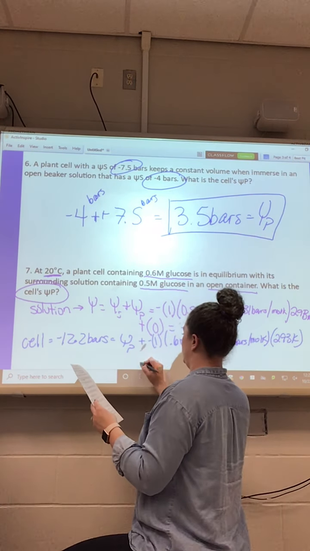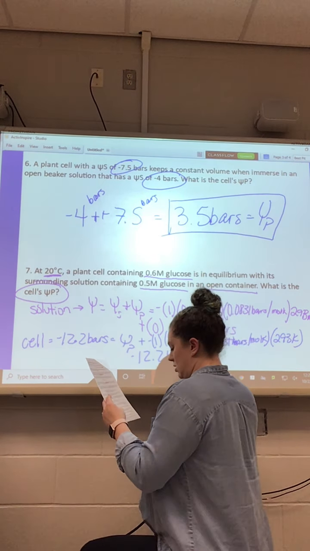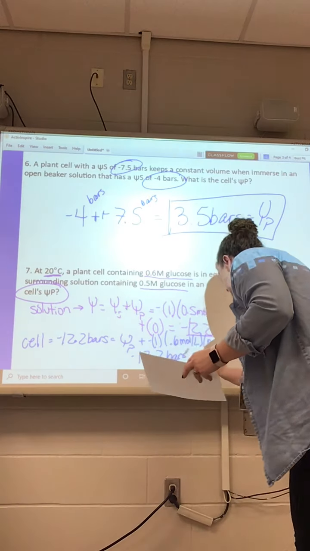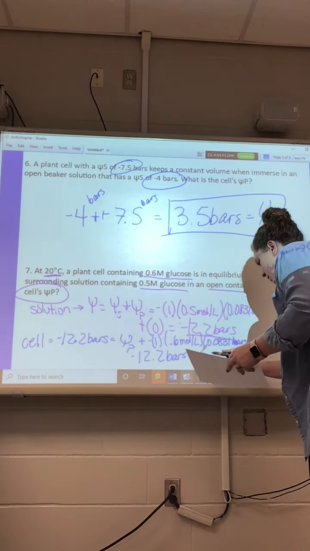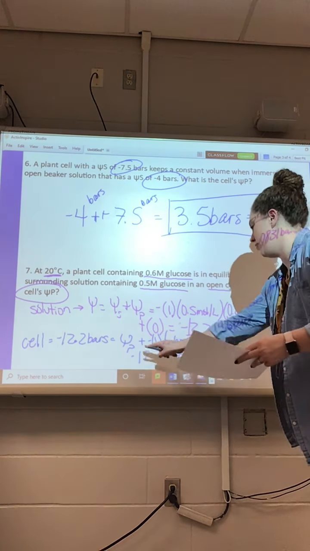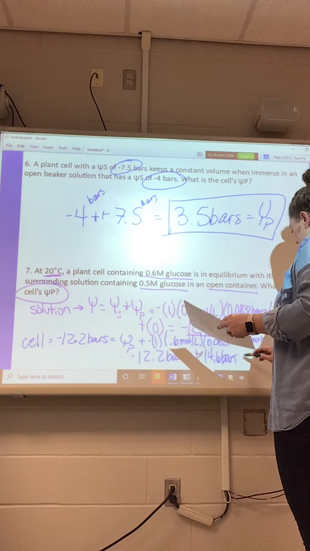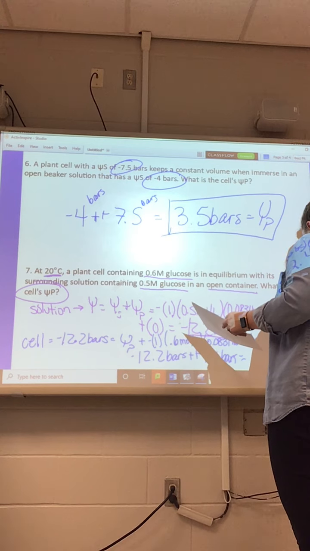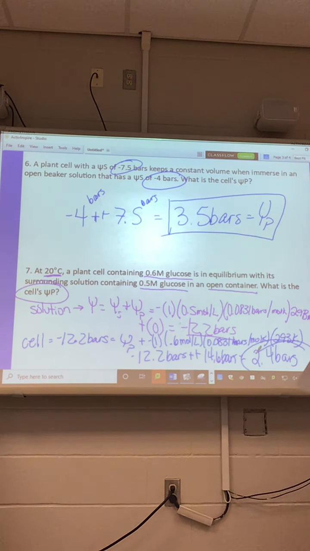So we're going to have negative 12.2 bars minus negative 14.6 bars, which was the answer to all this mess. So plus a plus equals 2.4 bars. And that's your answer. 2.4 bars. Blech. All right.